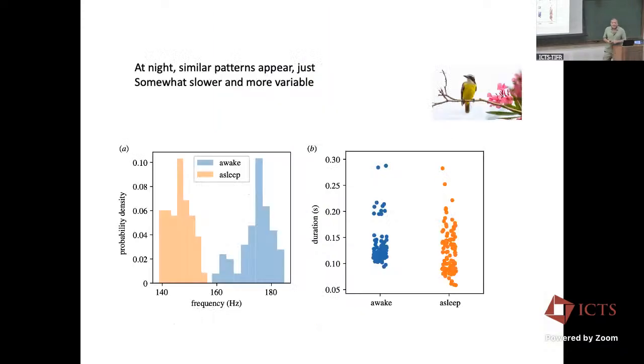So what happens when the bird is dreaming? Well, when the bird is sleeping, well, they do that. They have these patterns of activity with a slight difference in frequency, slightly lower frequency. So with 180 hertz, 170 hertz maybe when they are awake, and around 150 hertz when they are sleeping, okay? And the duration is also slightly different. They are slightly larger when they are asleep, so it's like lower frequency and longer. I love that.